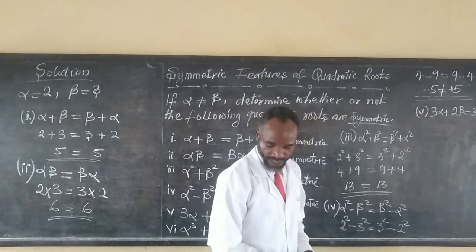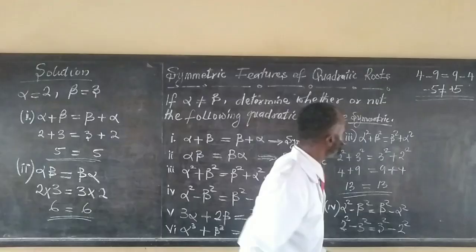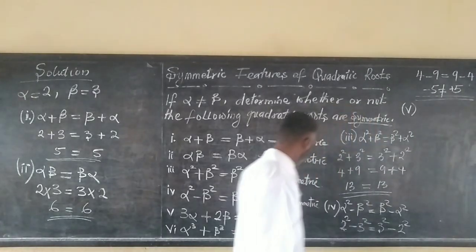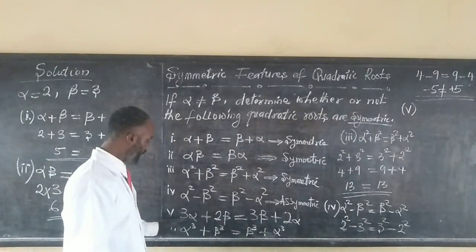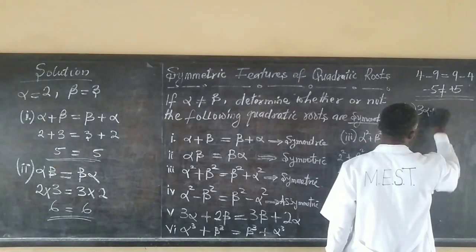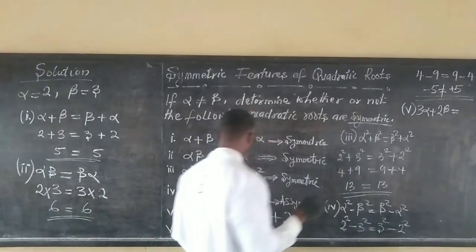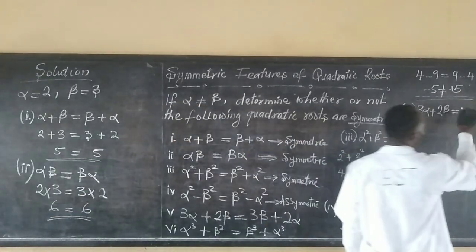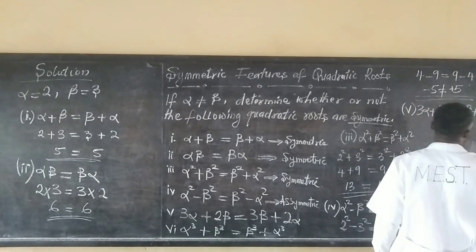Let's see how it goes. I want to restate it once again. Feature number 5 at this point, for clarity purpose, we are at this point. 3 alpha plus 2 beta, and the next one, 3 beta plus 2 alpha.